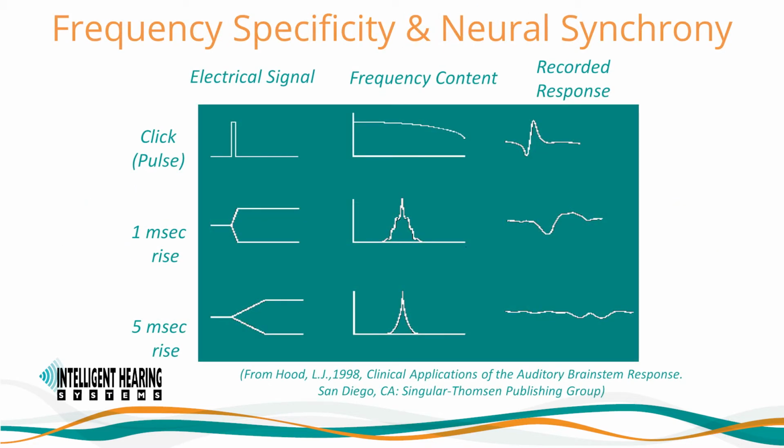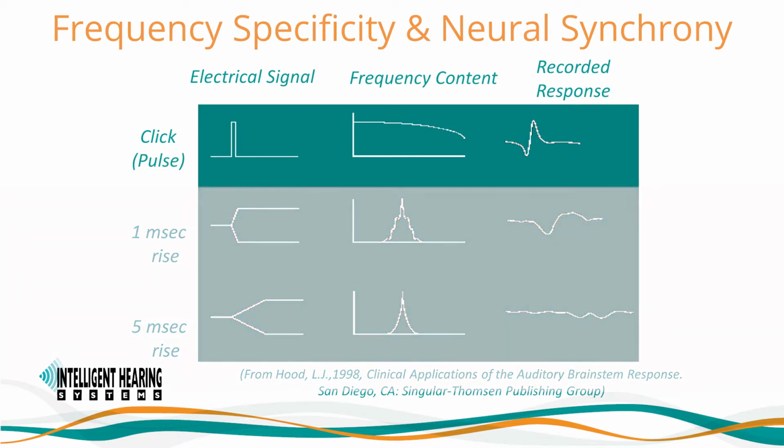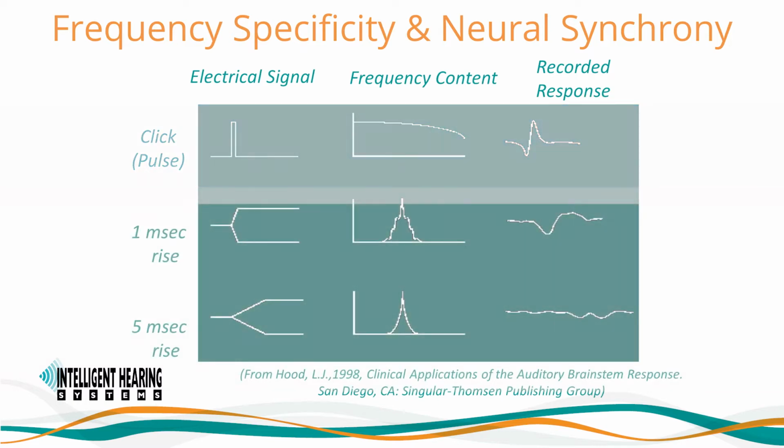Let's review frequency specificity and neural synchrony. Here is a graphical table that can help us understand how the stimulus characteristic of an electrical signal translates to its frequency content and how it affects the recorded response. For example, clicks are short-duration stimuli. As such, they have a broad frequency content and stimulate a wide range of the cochlea outer hair cells, thus producing a greater amount of neural synchrony and resulting in robust responses.